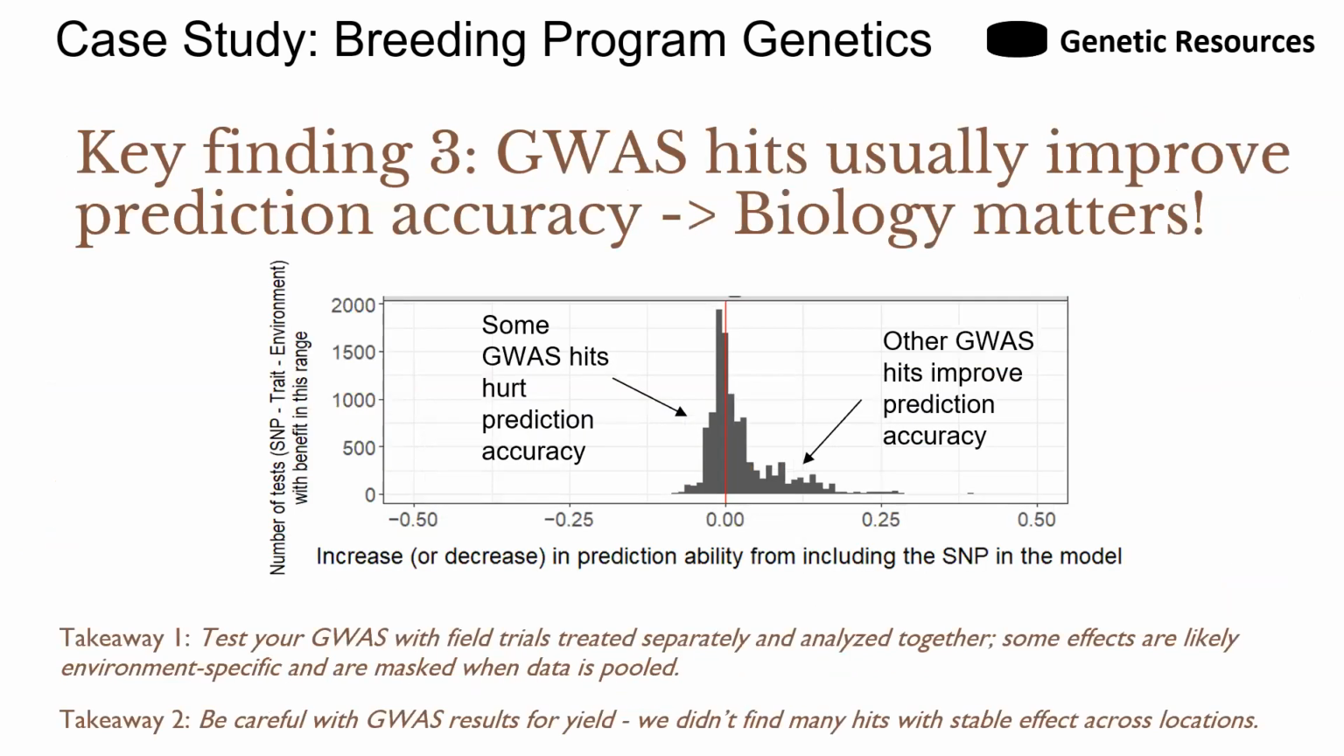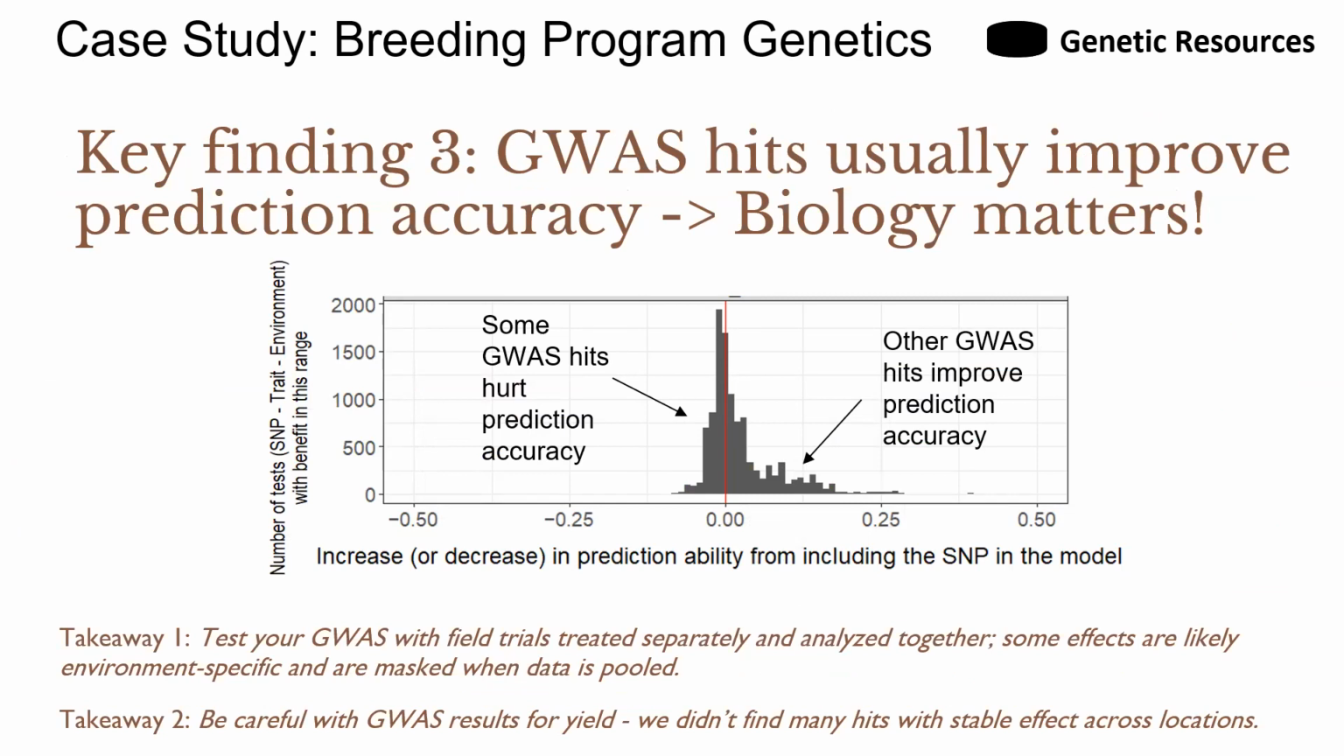And extrapolating those GWAS hits to include them as fixed effects really does usually improve your prediction accuracy, indicating that the biology really does matter. This plot is showing the effect when including a single hit in the model. So taking all of the individual hits that we have, including them as a fixed effect, and then looking at what the change in the prediction ability is by including that SNP in the model.